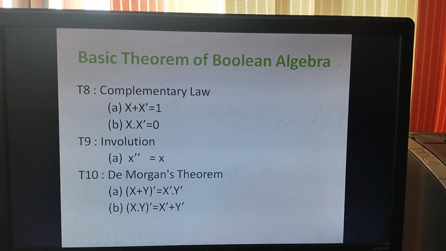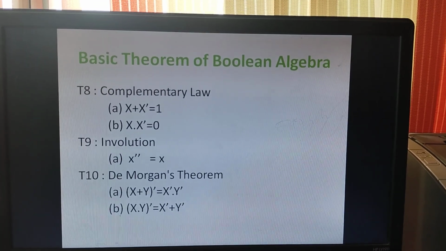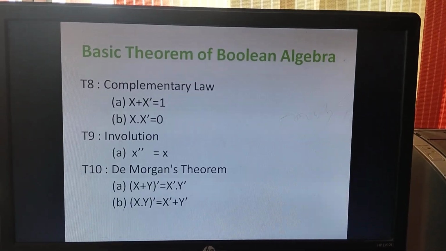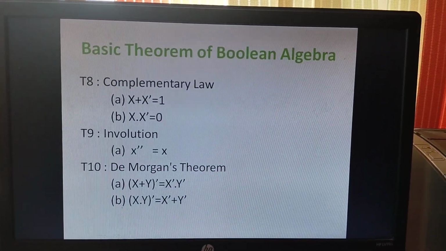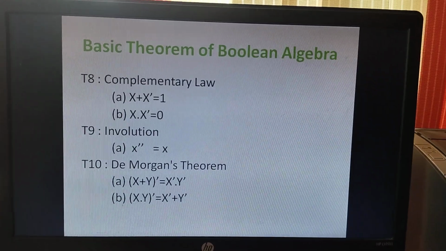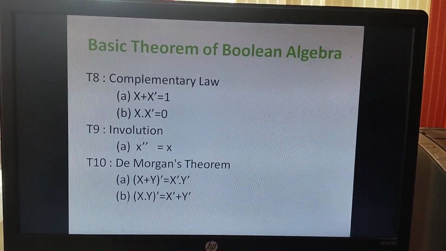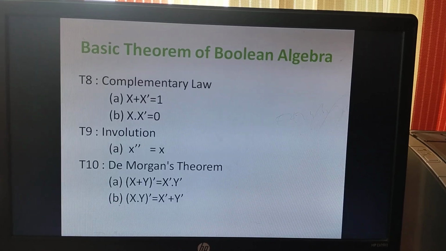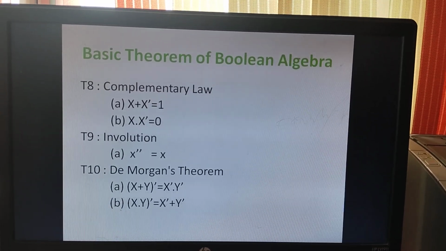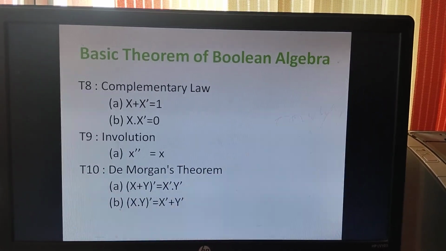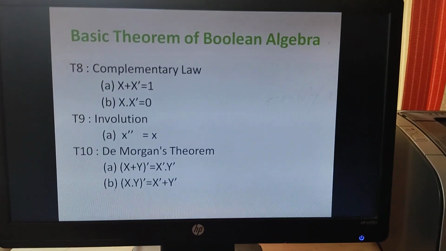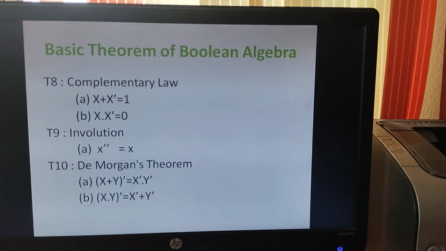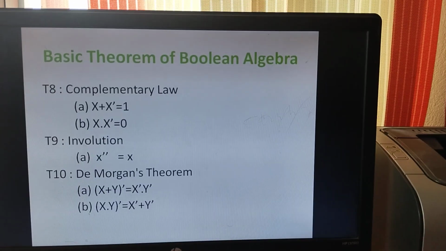Next, in Boolean algebra, there is the complementary law: x plus x bar equal to 1, x into x bar equal to 0. Next, involution: x double bar equal to x. Finally, De Morgan's law: x plus y the whole bar equal to x bar into y bar. Similarly, x into y the whole bar equal to x bar plus y bar.